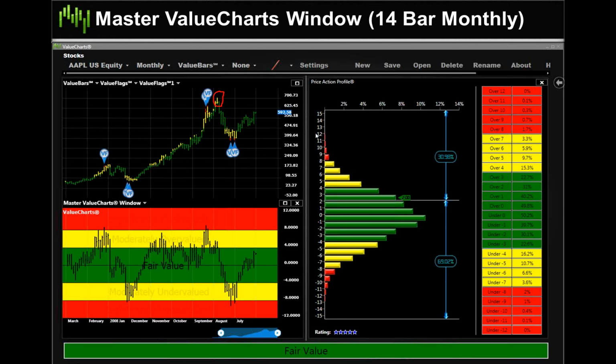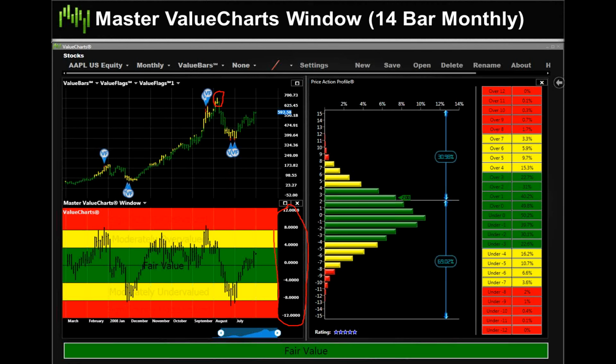What is the data feed? In this case, Ron, this is Bloomberg. Okay, is the price action profile the same as the market profile indicator? No, it's actually very different. Market profile is looking at something different. Price action profile is measuring the distribution of value charts price levels here at the bottom within, above, and below what we call the dynamic volatility units, which are the units that value charts uses. Market profile is measuring a different kind of distribution of price across the different tick values in a market.